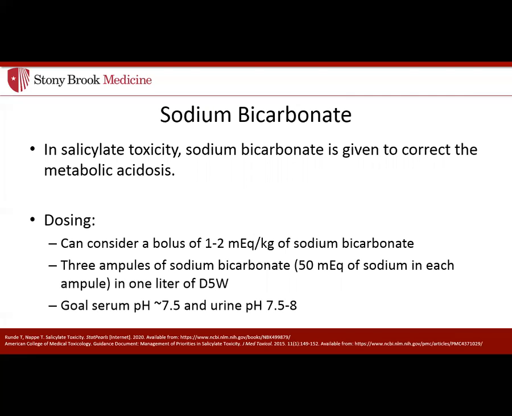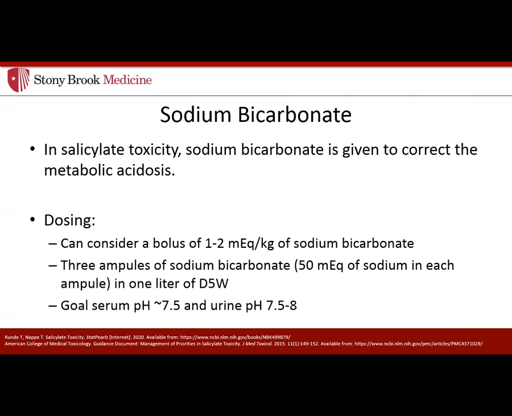So in addition to administering the sodium bicarb, you also want to make sure that the patient's adequately hydrated and given enough fluids so that they're able to eliminate the salicylates in the urine. And some patients that present with salicylate toxicity may warrant emergent hemodialysis.